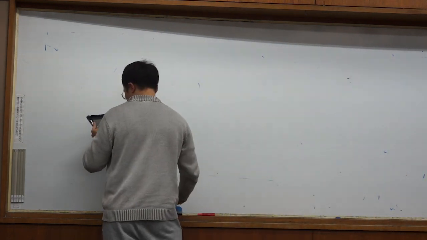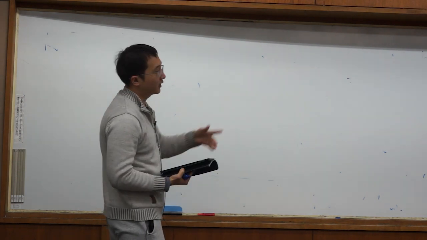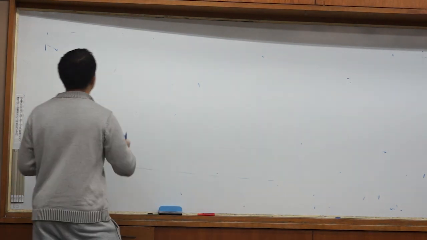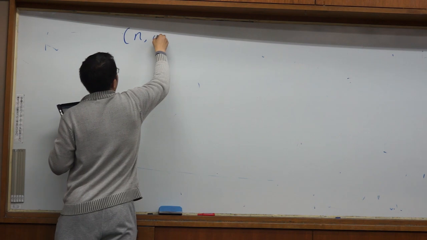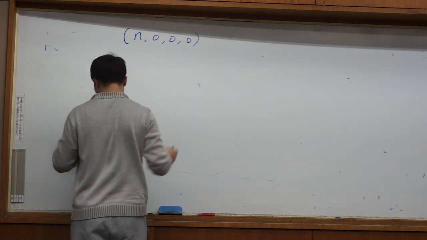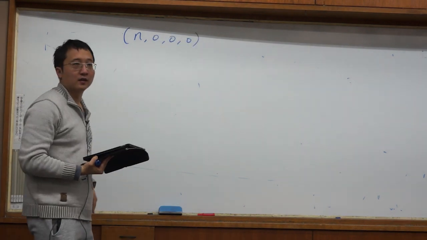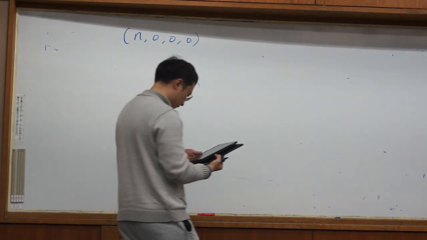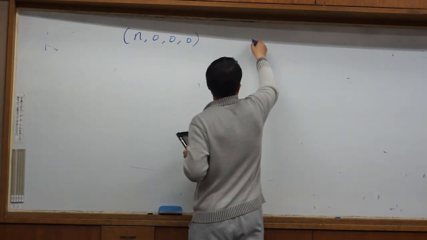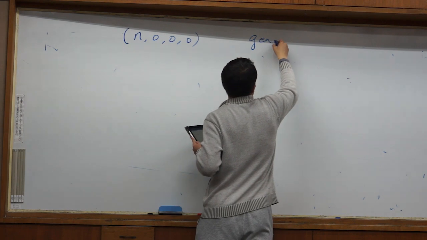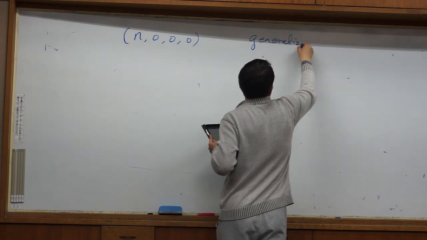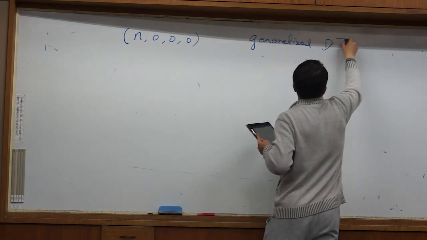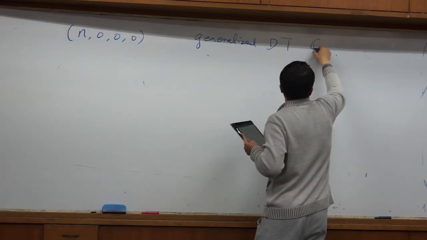Right, again, we can take some limit of our instanton partition function. One is n0, 0, 0, right? As a consistency check, we actually reproduce our formula, reproducing the generalized Donaldson-Thomas invariant of C3.